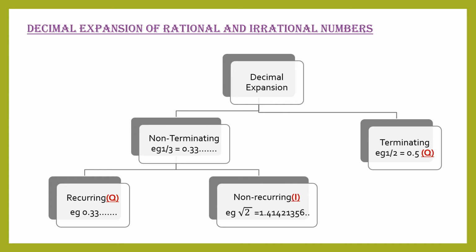So the numbers are irrationals if they have non-terminating and non-repeating decimal expansion, and numbers are rationals if they have either terminating decimal expansion or non-terminating repeating decimal expansion.